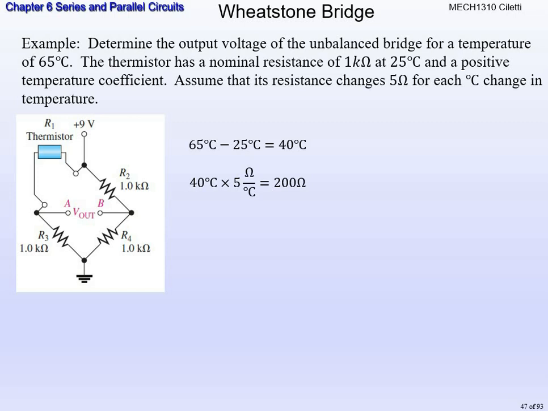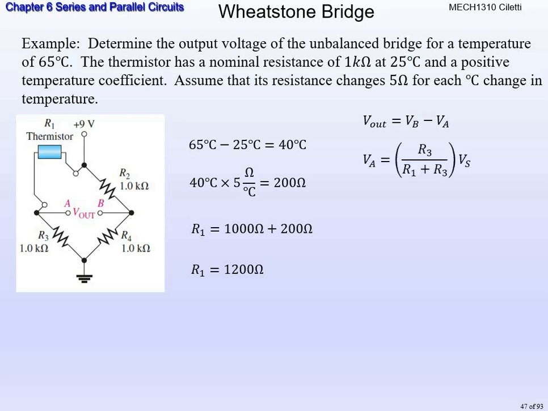We don't use 200 ohms. We've increased 200 ohms. So our R1 up here started at 1,000 and it's now up to 1,200. So R1 is 1,000, which we started at, plus 200 because we went from 25 degrees to 65 degrees. So R1 is 1,200. It's very important that we use that. Now, for our scenario, we want to know that V out is VB minus VA. We always want to make sure that V out is positive. You can interchange those. It's just basically a polarity thing, so you're okay there.